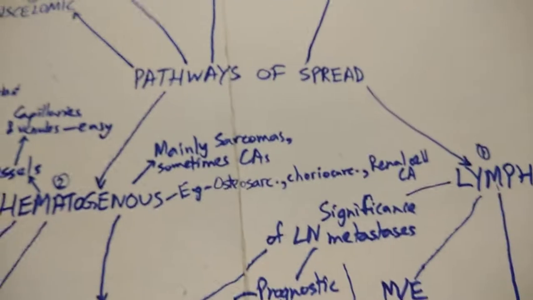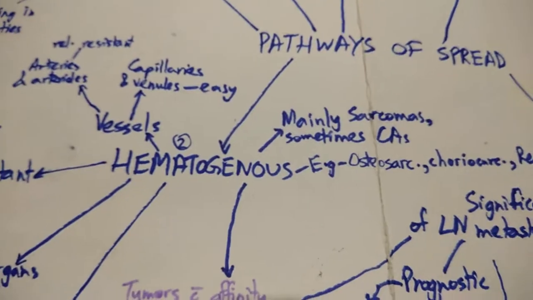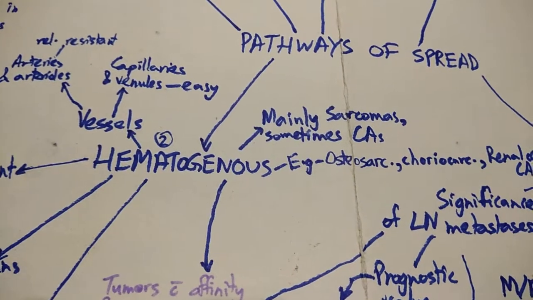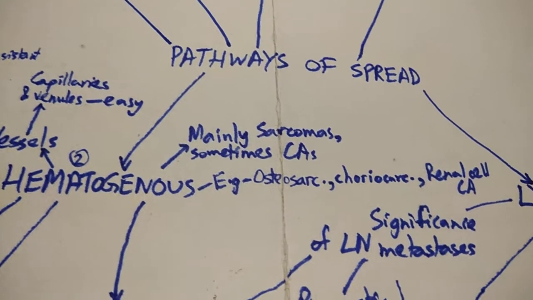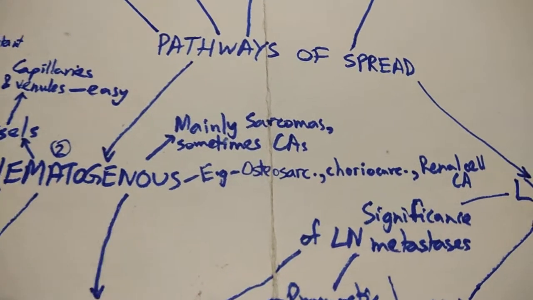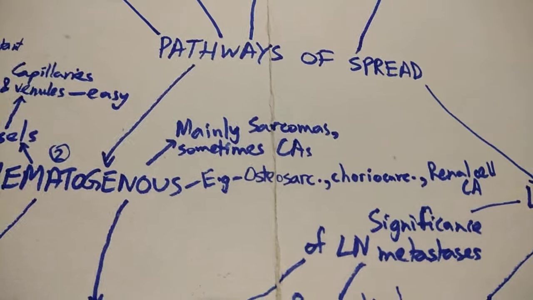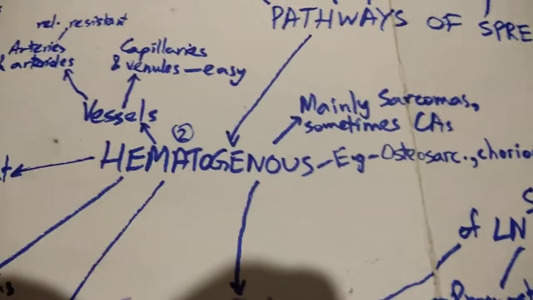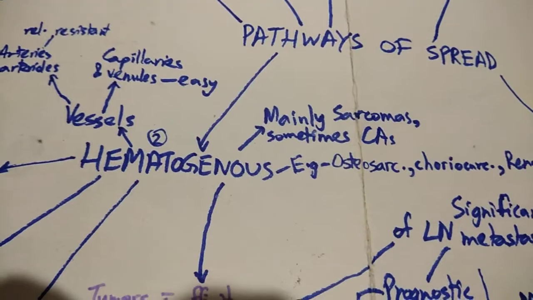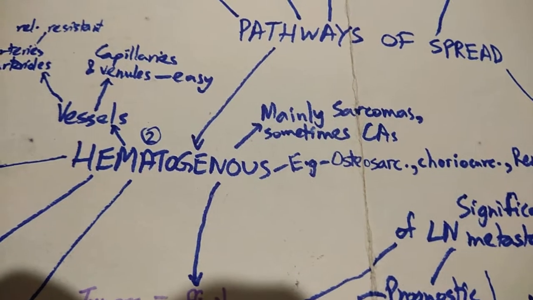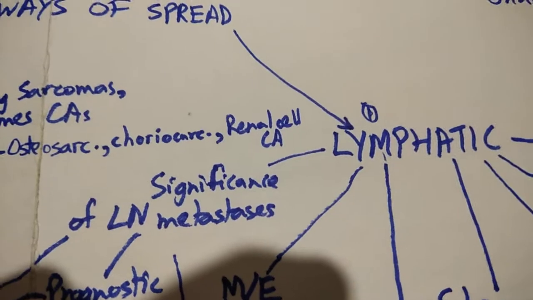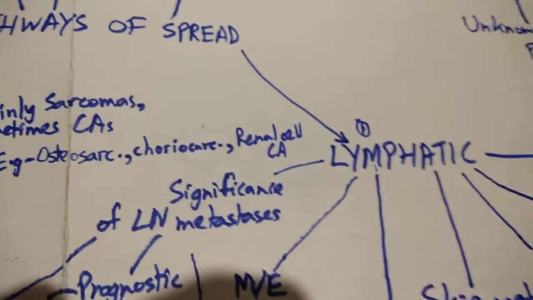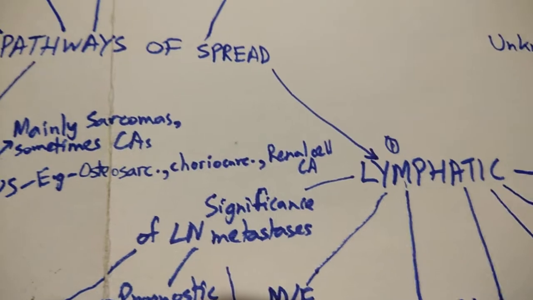Now, the second most important pathway of spread is hematogenous spread. This is most commonly seen with sarcomas, that's cancers of connective tissues, instead of carcinomas. Carcinomas are more to do with internal structures such as organs. Some cancers which commonly prefer hematogenous spread include osteosarcoma, choriocarcinoma, and renal cell carcinoma. They just love spreading through the circulatory system.